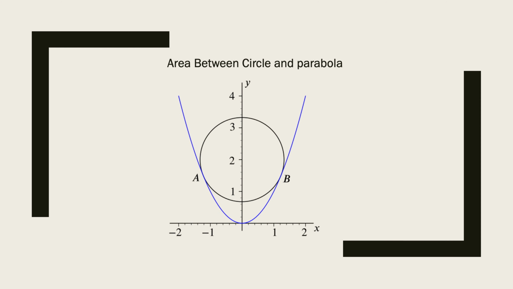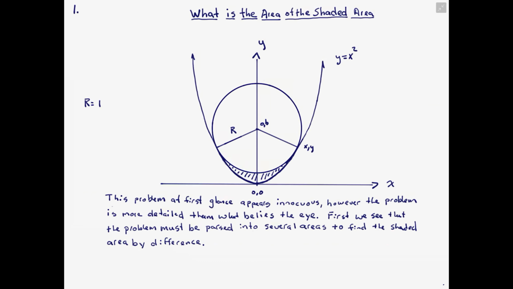Hello everyone. We're going to be taking a look at a pretty interesting problem, and that is a circle inscribed within a parabola and trying to find the area between the circle and the parabola. At first glance, this doesn't look like it would be a very difficult problem for us, but in fact, it involves aspects that require us to think about the problem in some level of detail before we can really tackle it properly.